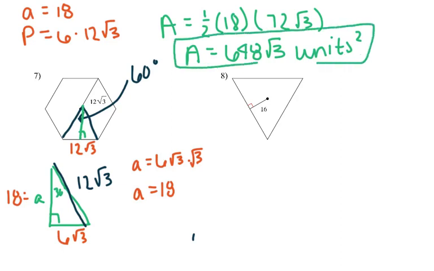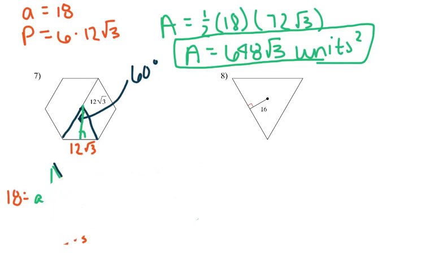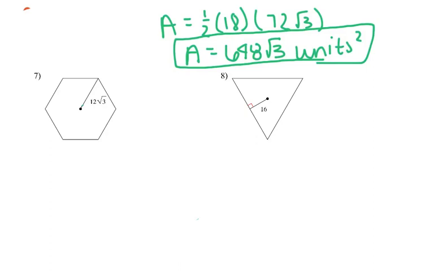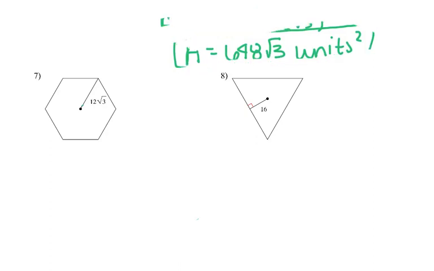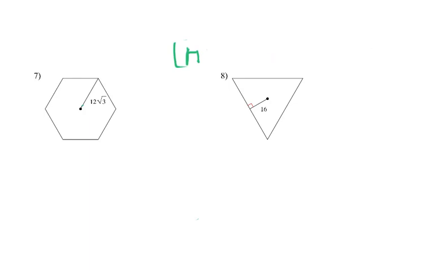All right, so there we go. The area is 648 root 3 square units for number 7. All right, let's see if we can work through number 8. All right, it's not like a smart board. I can't circle it and tap it.